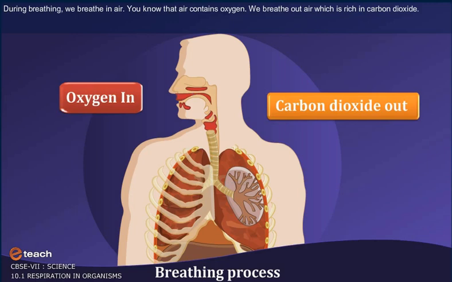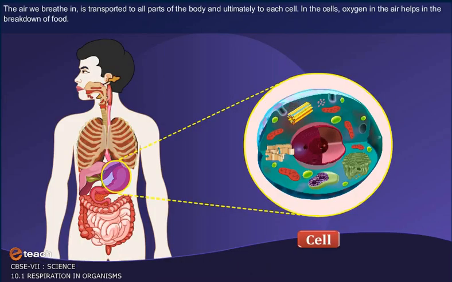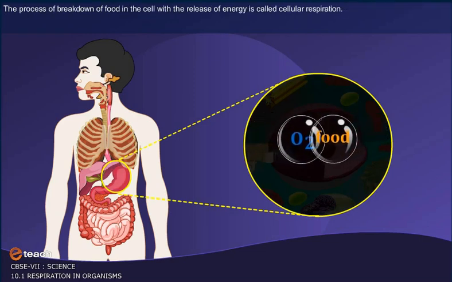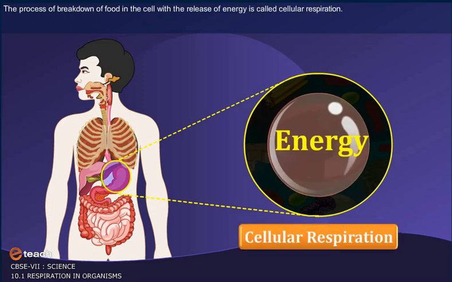During breathing, we breathe in air. You know that air contains oxygen. We breathe out air which is rich in carbon dioxide. The air we breathe in is transported to all parts of the body and ultimately to each cell. In the cells, oxygen in the air helps in the breakdown of food. The process of breakdown of food in the cell with the release of energy is called cellular respiration.